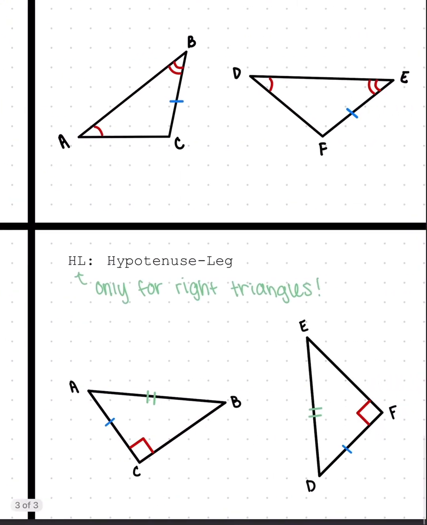And then finally, we've got our hypotenuse leg over here. This one's only for your right triangles, okay? So we have our 90-degree angle, and we've got our 2 matching sides again, and I'm going to use the exact same logic we just did.